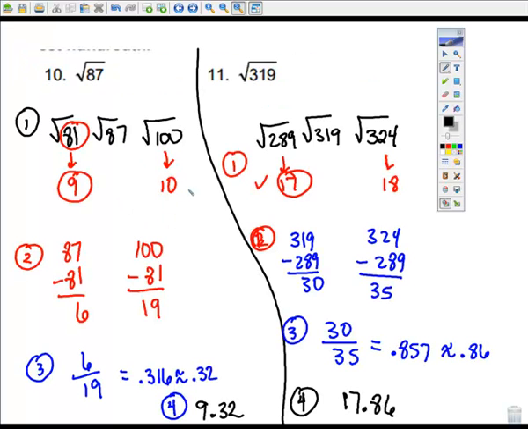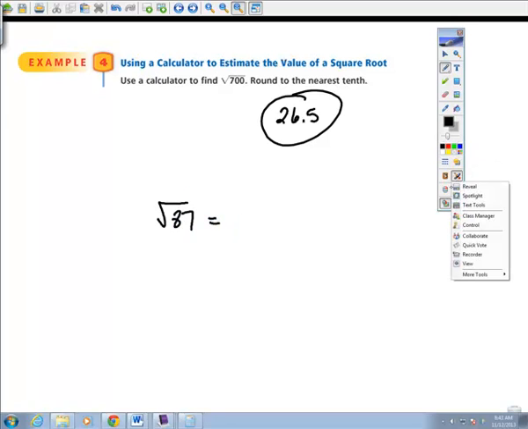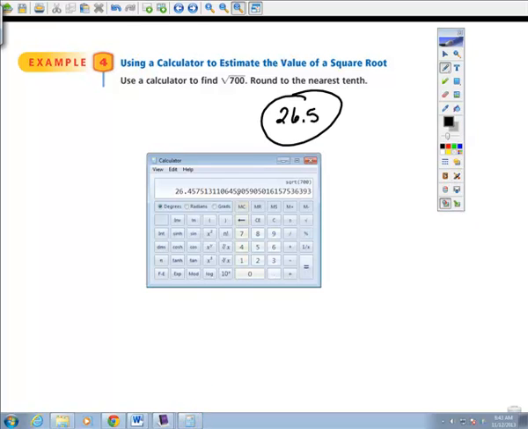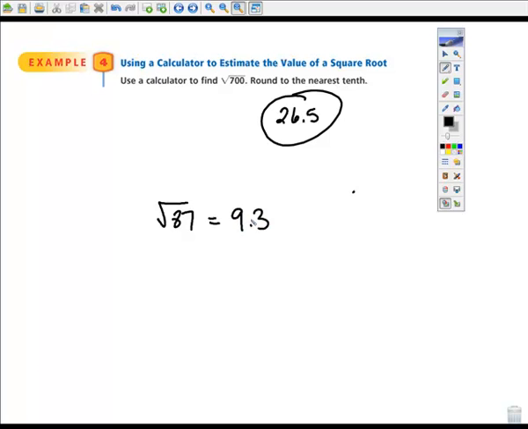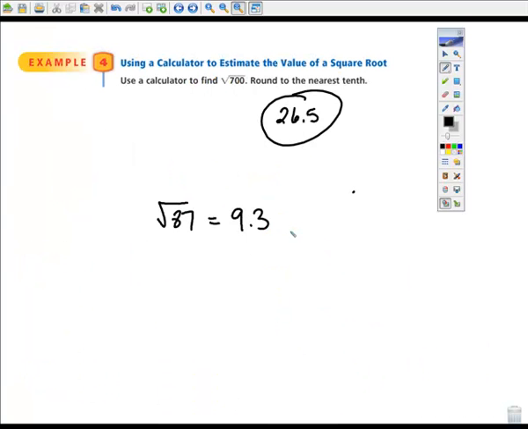If we look back at what we did before, square root of 87, if I type that in right here, 87, square root, 9.327. We ended up, I think, with 9.32, so it's very close to what we said. If I rounded this to the nearest tenth, it would be 9.3. And that's about what I got, 9.3. I got 9.32. Okay, so that's how you use the calculator.